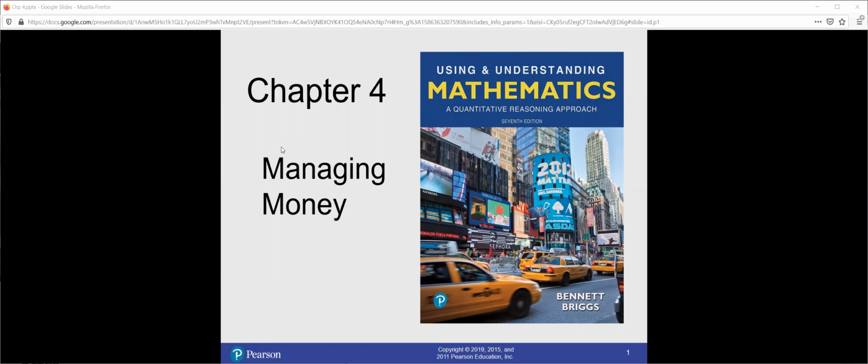So this is chapter 4 for quantitative reasoning for Philadelphia University. The chapter is managing money. In this chapter, we're going to go over some very basics of finance, sort of a finance 101, if you will, a quick take on that. We're going to go over some of the math that is used when financial institutions manage your money, and ways that you can use simple equations to have a better understanding of that.